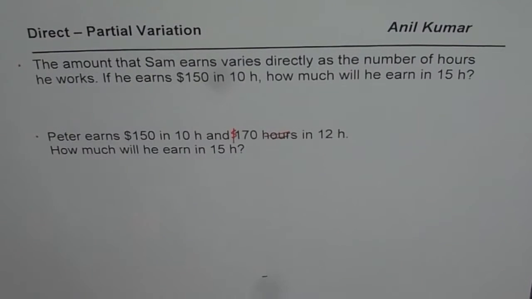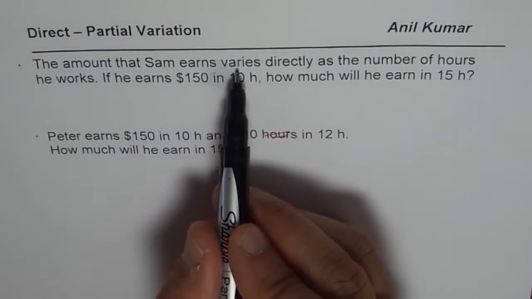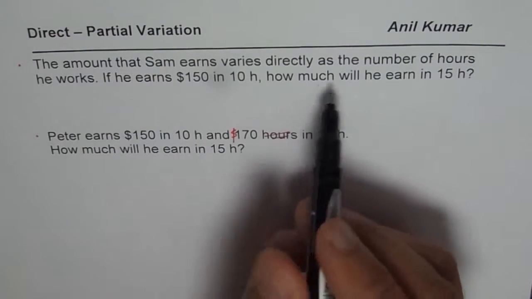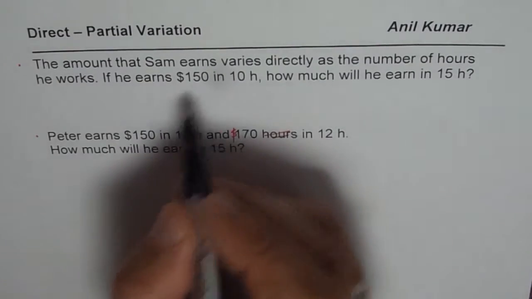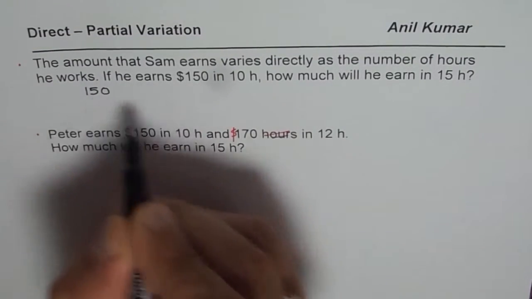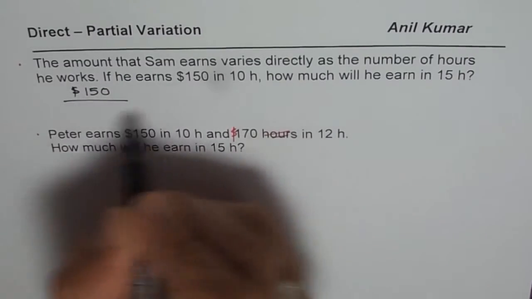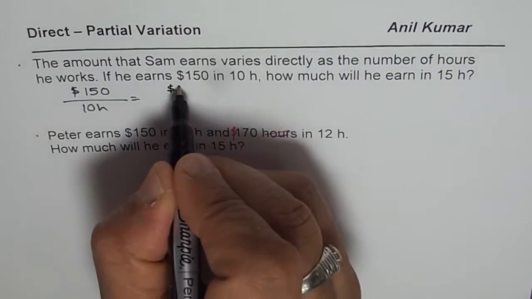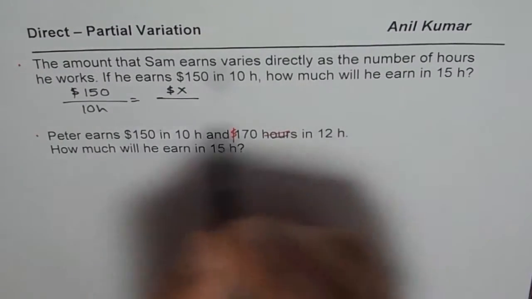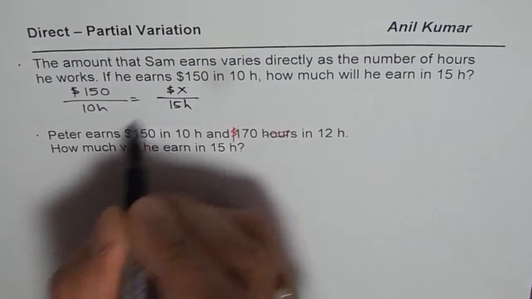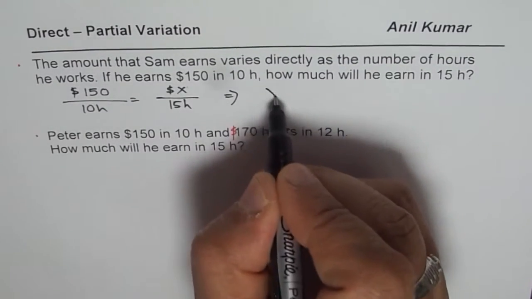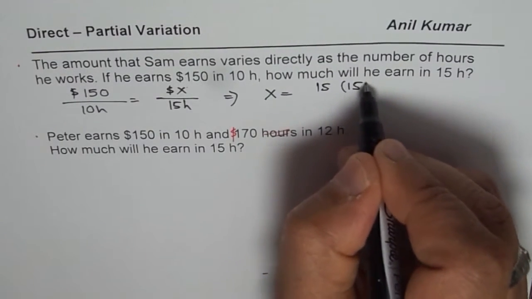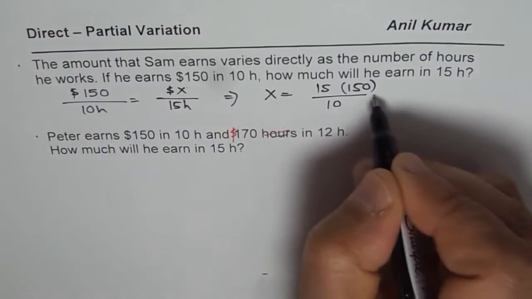So first one, we know it is a direct variation since earnings of Sam are directly proportional to the number of hours worked. So we need to find earnings for 15 hours. What we can do is write it as a proportion. $150 divided by 10 hours should equal the earning in dollars, which we don't know, let us say X, divided by 15 hours. So from here we can find what X is. X equals, cross multiply, 15 times 150 divided by 10.